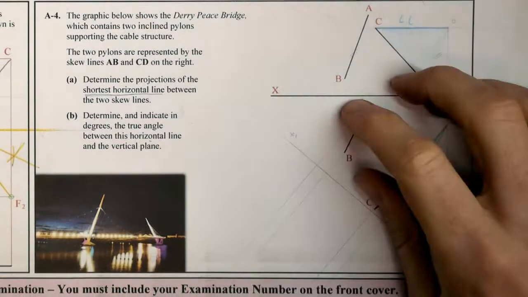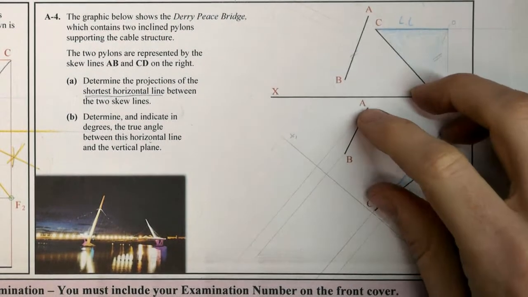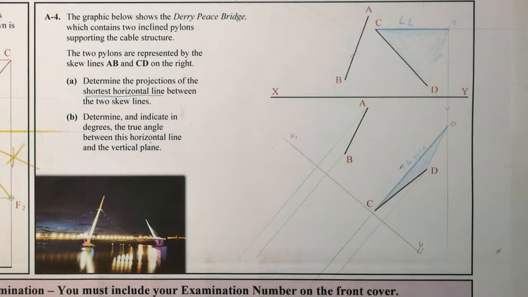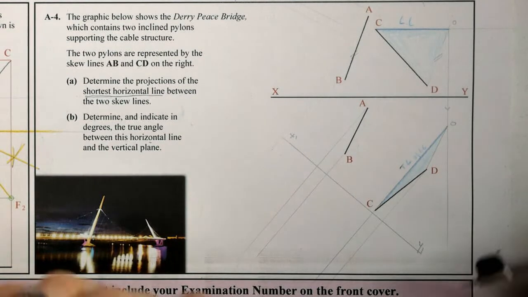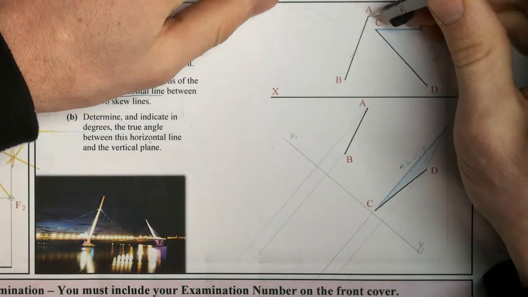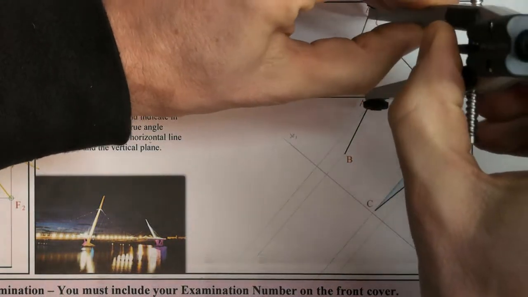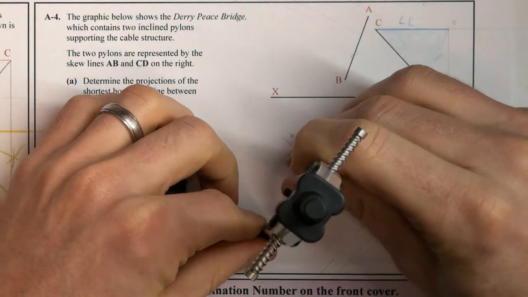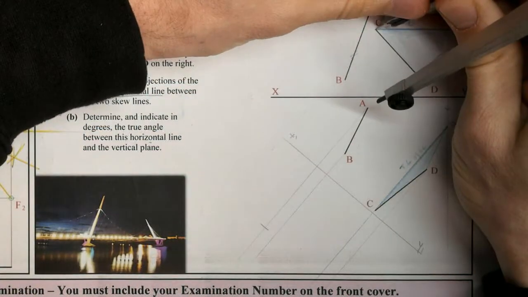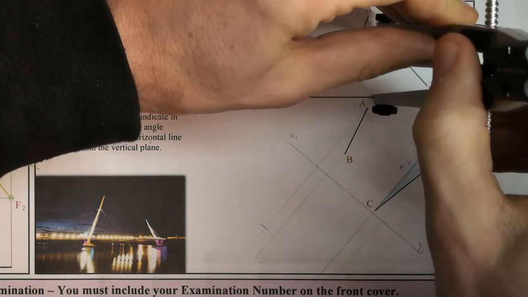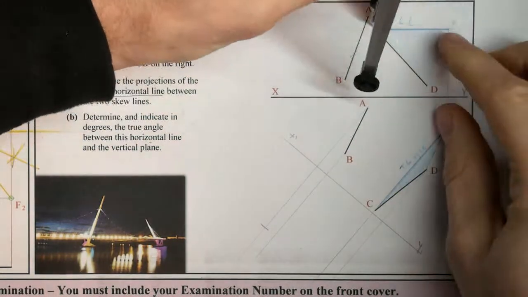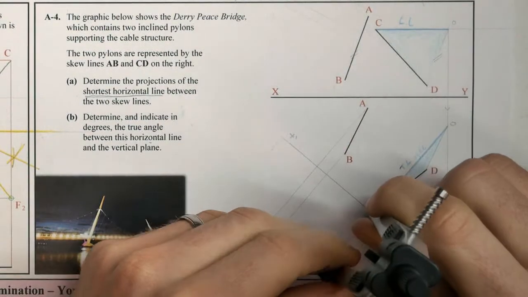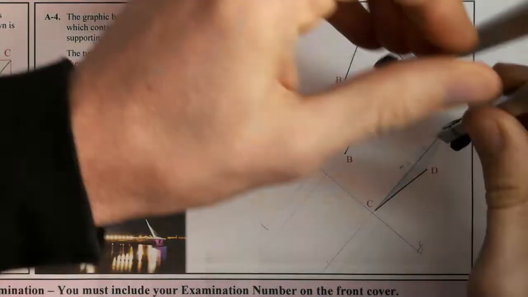So this is projecting from plan, creating an auxiliary elevation. All my heights will come from my elevation. I'm going to get the distance from A to my xy line and step A off there. I'll get my distance for C, which is the same distance as O, and step that off here. And I can get B.